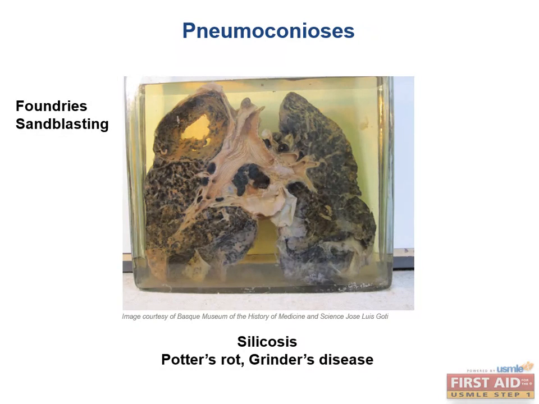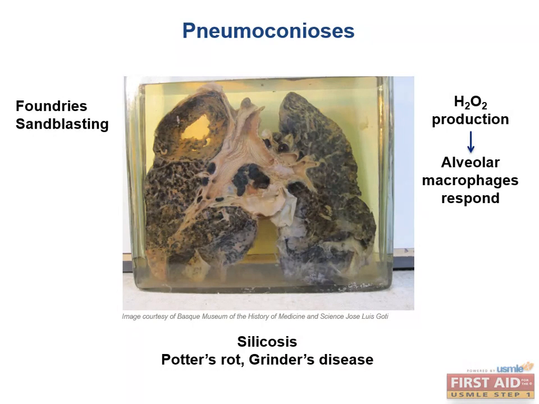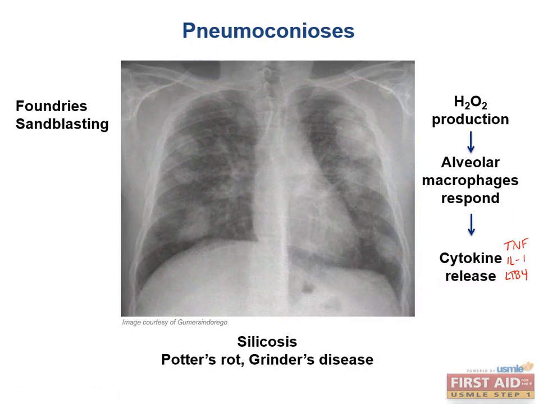In this disease process, the presence of silica causes the production of hydrogen peroxide and other oxygen radicals that damage lung tissue. Alveolar macrophages take up these particles and release cytokines, such as TNF, IL-1, and leukotriene B4. These lead to fibrosis and the characteristic eggshell calcifications in the hilar lymph nodes. Silicosis is also associated with bronchogenic carcinoma and tuberculosis, which is board testable.